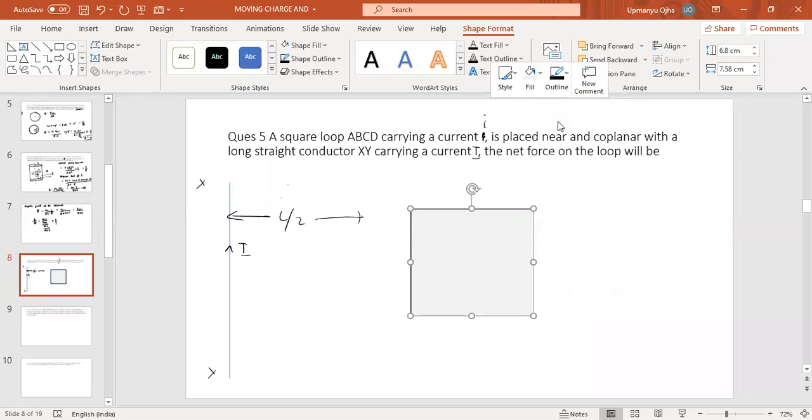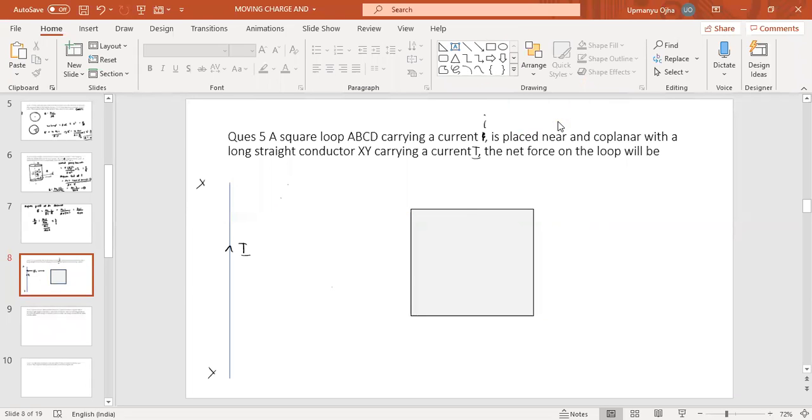Okay, so this is a square loop A, B, C, D. The current flowing in this loop is I. Length is L. The distance from this wire to this loop is L by 2. You have to find the net force acting on this loop. Can you get me the answer for this?